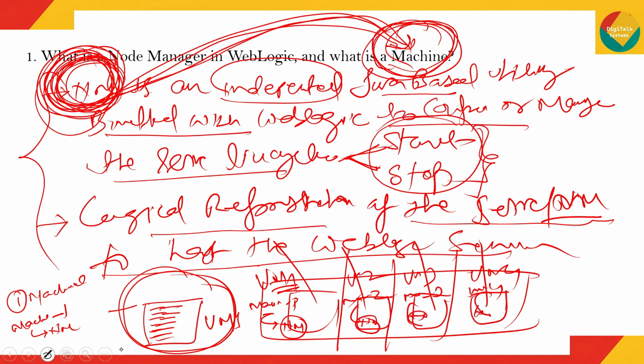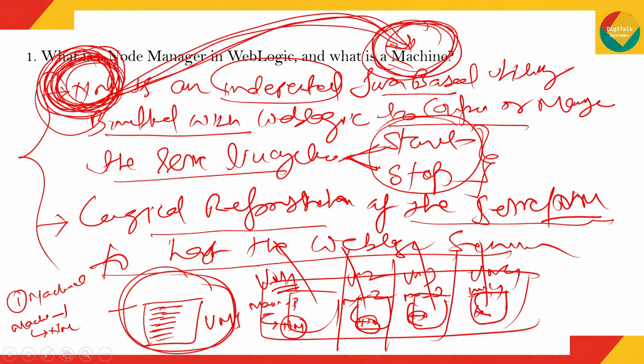So in a nutshell, if someone is asking you what is a node manager, you can say node manager is an independent Java based utility that is bundled with the WebLogic server that we use to manage the server lifecycle. And management of server lifecycle means starting and stopping the servers. Second, what is a machine? A machine is a logical representation of the physical server or the virtual machine that hosts the WebLogic server.